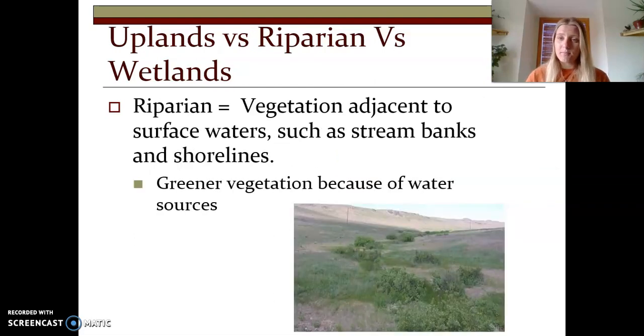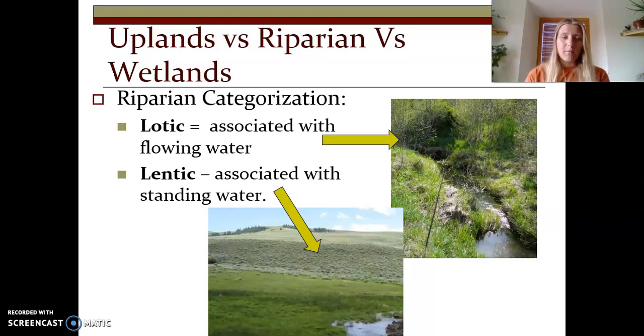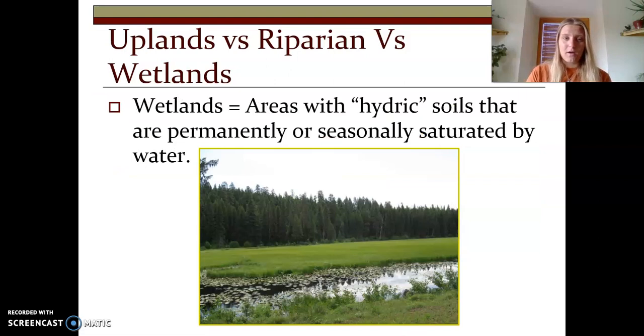Riparian areas are going to be along stream or creek areas, or adjacent to water surfaces. It can also be along shorelines on lakes or reservoirs. The greener vegetation because of the water source makes this a preferable habitat for a lot of species, not just wildlife but also livestock. And then riparians have two classifications: lotic, which is associated with flowing water, and then lentic. So if you think of it kind of like lazy, it's associated with standing water.